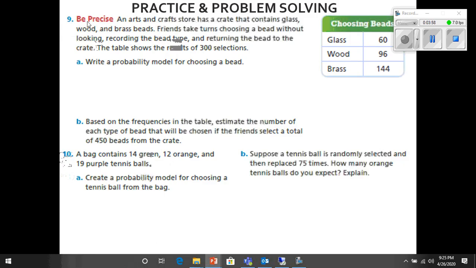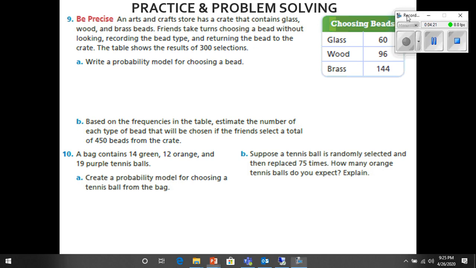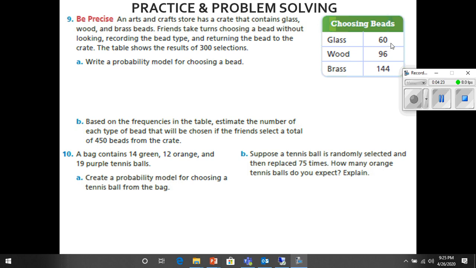Next for number 9, it says, be precise. An art and craft store has a crate that contains glass, wood, and brass beads. The crew take turns choosing a bead without looking, recording the bead type, and returning the bead to the crate. The table shows the result of 300 selections. So they're saying that if we add all these up, it's going to come up to 300.